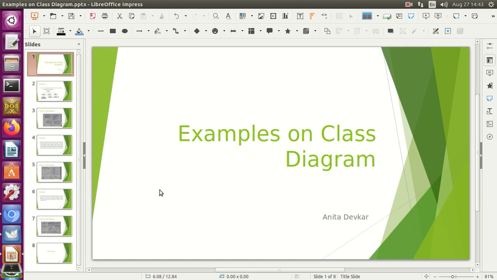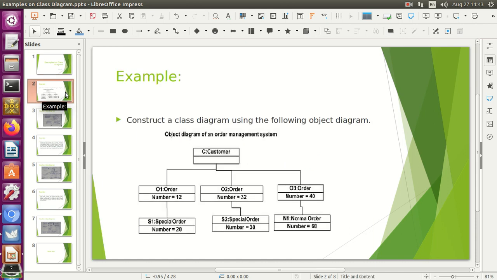Hello students, in this video we are going to see examples on the class diagram. Okay, the first example: the question given is, construct a class diagram using the following object diagram. That means the object diagram is given and your task is to convert this object diagram into the class diagram.